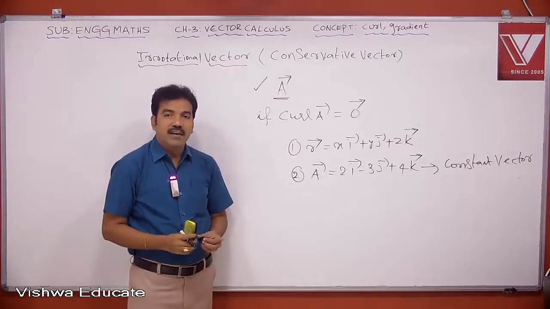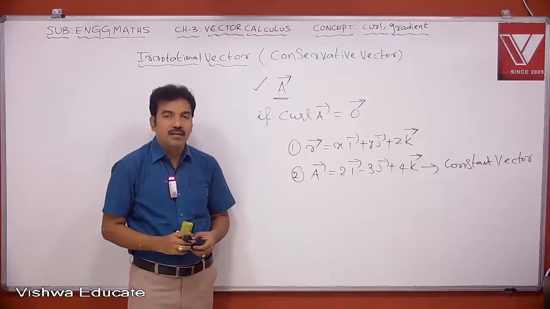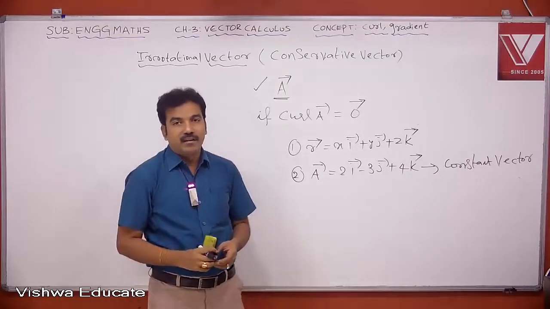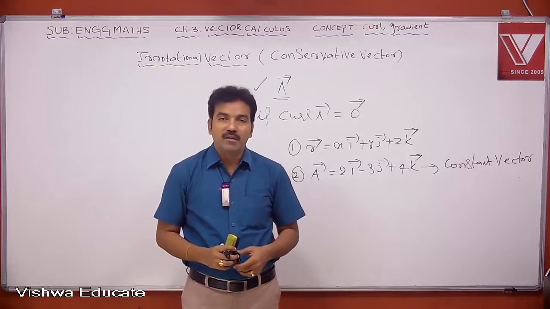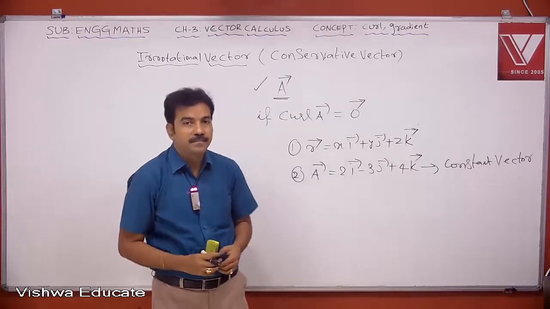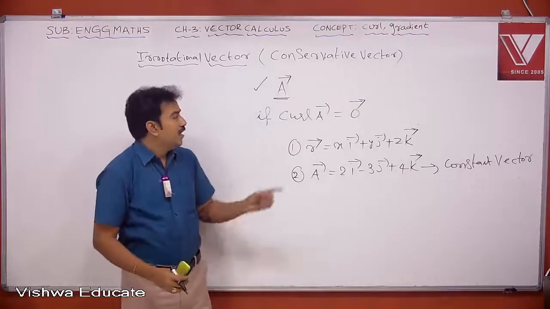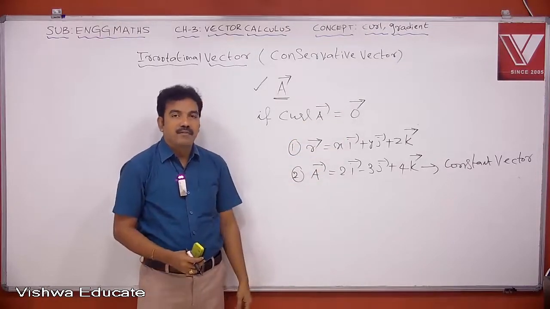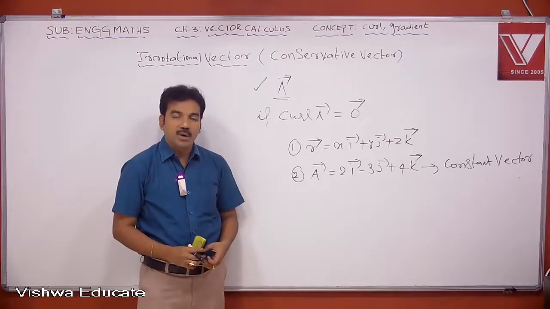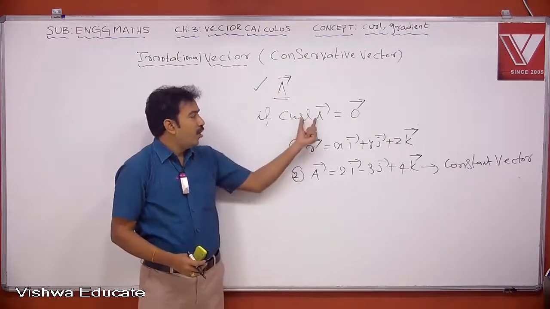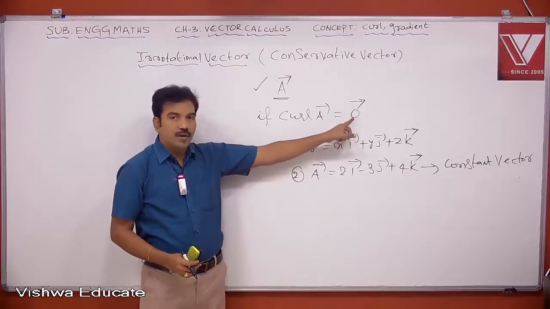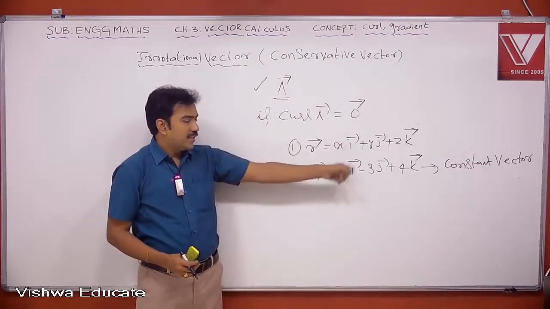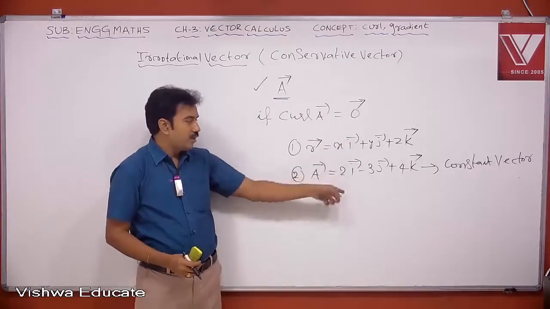A vector A bar is said to be irrotational if curl A bar equals 0 bar. Examples. Write these two examples.